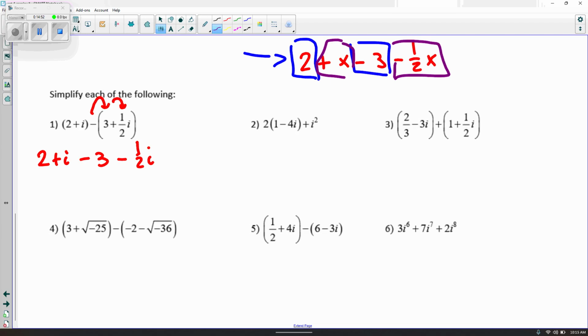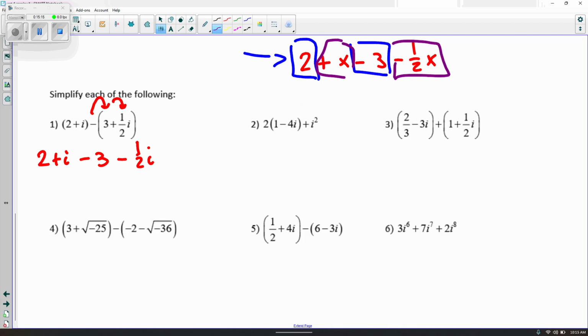The only thing that is different is that if you end up with an i with a power, you've got to convert it into one of those four: i, -1, -i, 1 situations, okay? So in this case here, this one doesn't have anything to do. We just got to combine our like terms.